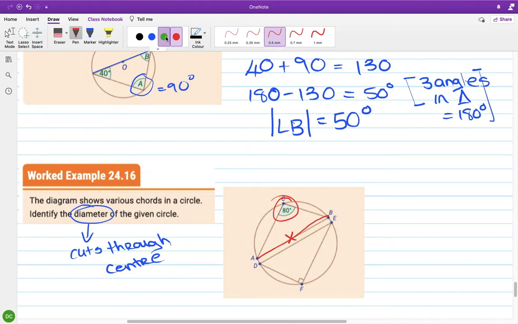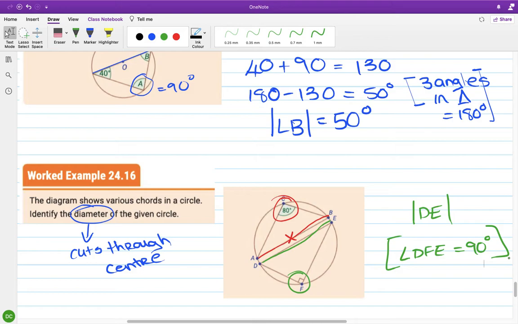But if we look at the other one, the angle here at F, the angle EFD, is 90 degrees, and the fact that you have a 90-degree angle here means that this line has to be a diameter. So identify the diameter. The diameter is DE. And how do we know? We know because angle DFE is equal to 90 degrees. So the angle in a semicircle equals 90 degrees.